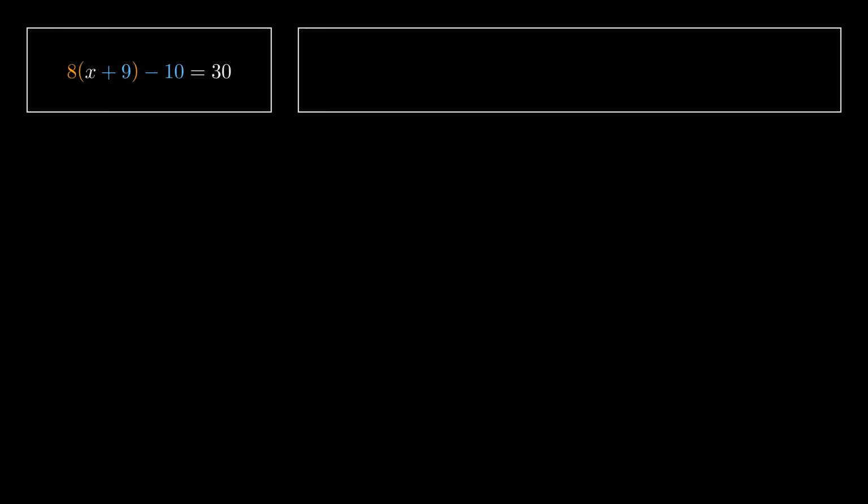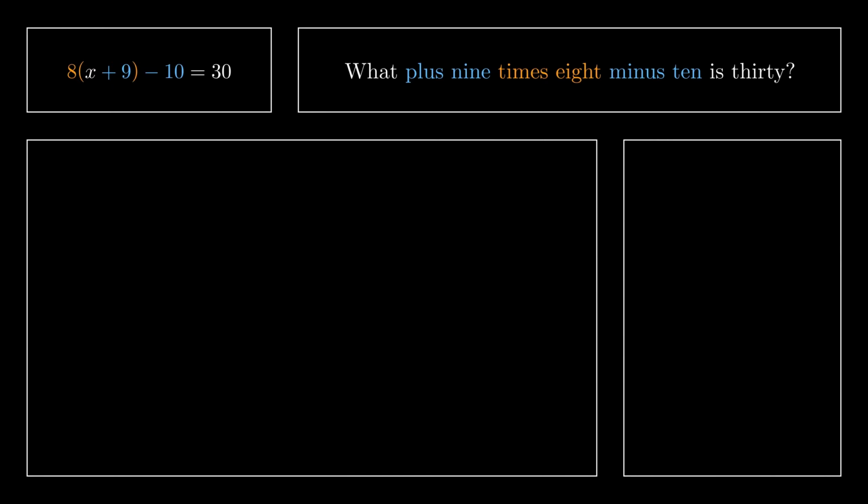So this equation right here is asking us, what plus 9 times 8 minus 10 is 30. So that's what we're trying to solve. That is, we start with some number x, and according to this equation, if we add 9 to it, and then multiply by 8, and then subtract 10, we will end up with 30. So let's go ahead and invert and reverse.